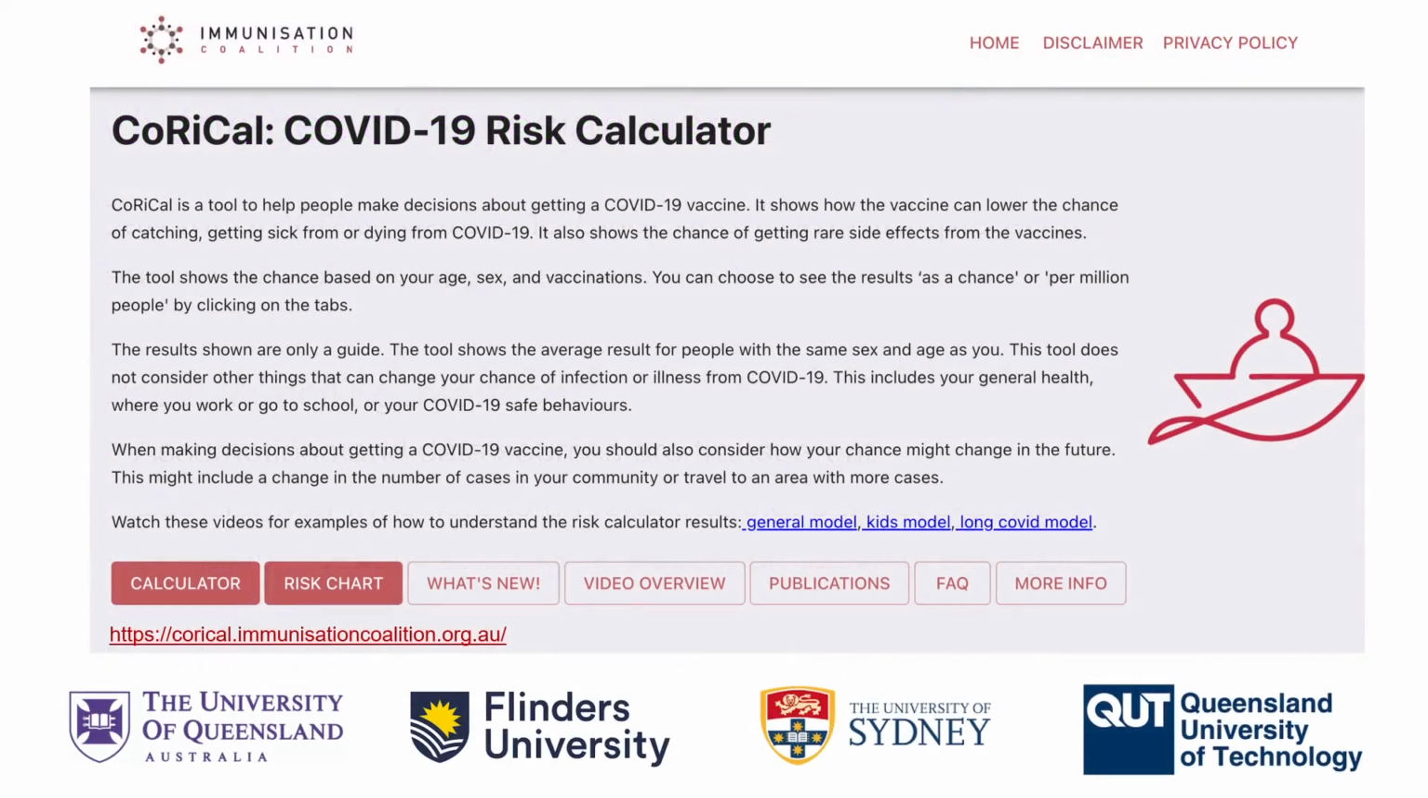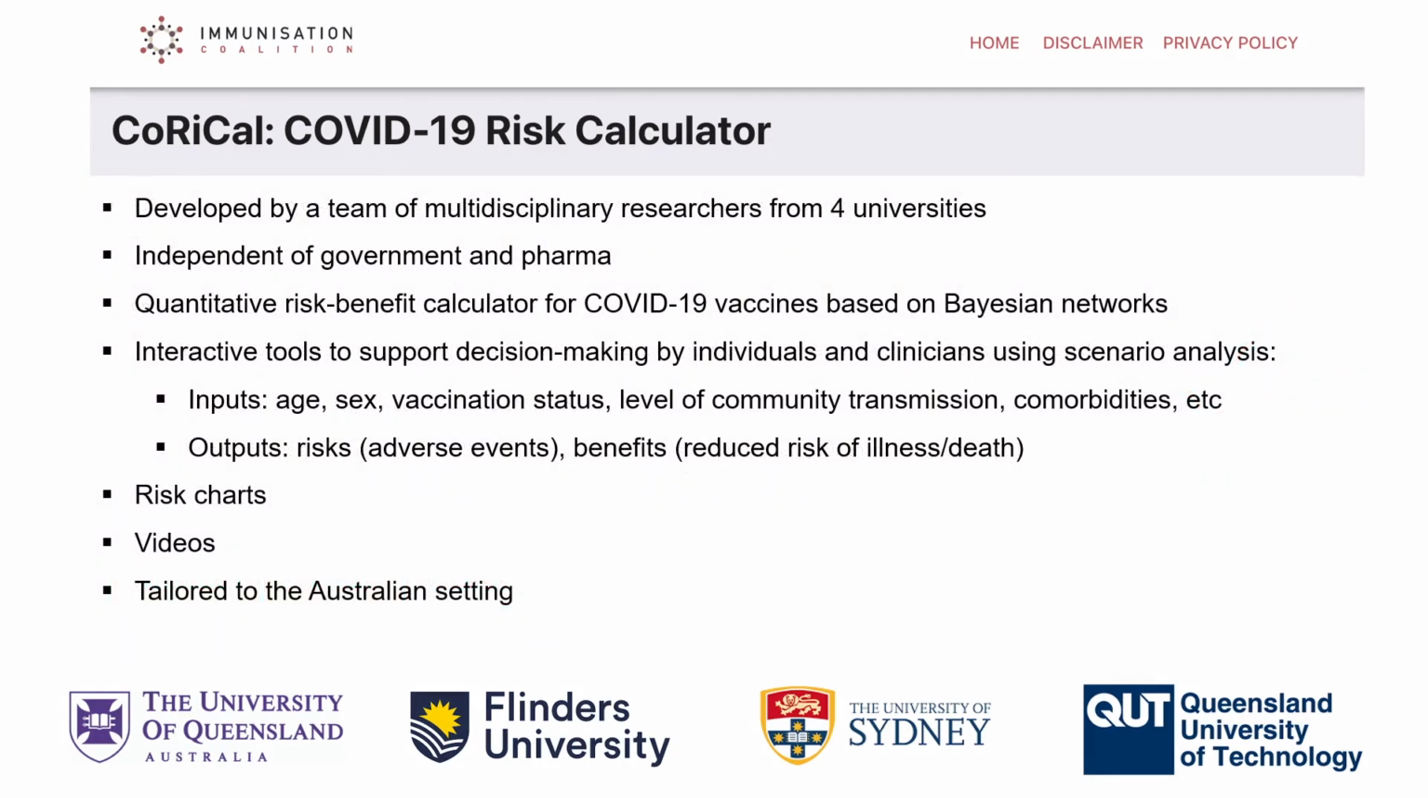So the CoRiCal Risk Calculator project, this is hosted on the Immunisation Coalition website, freely available to anybody, to clinicians and patients. So this was developed by a team of multidisciplinary researchers from UQ, Flinders, University of Sydney and QUT. So we had clinicians, modelers, epidemiologists and statisticians and digital science people, and it's independent of government and pharma. And essentially, they're quantitative risk-benefit calculators based on these Bayesian networks.